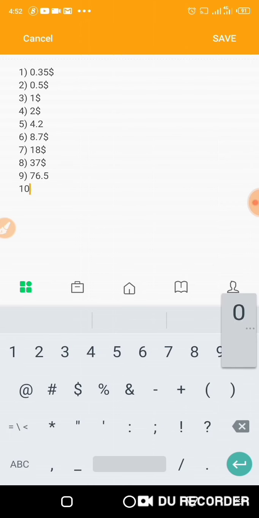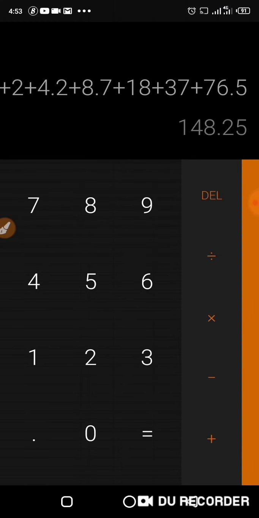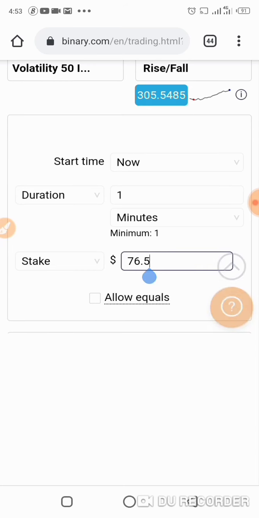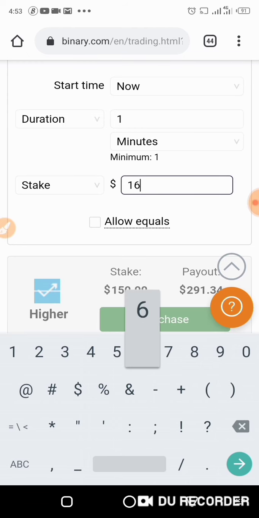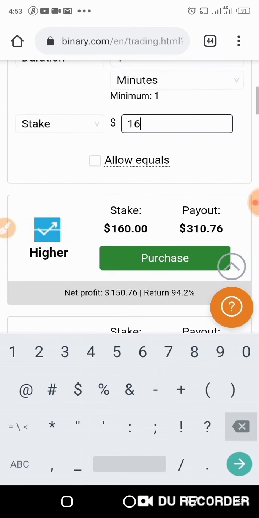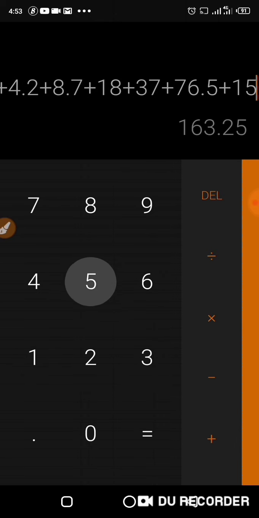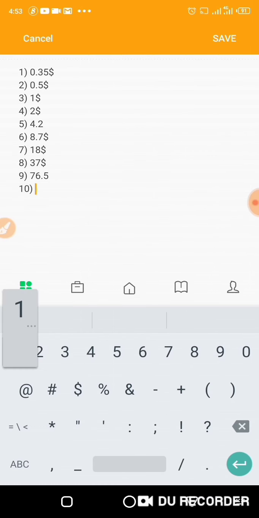So suppose that we are to make it 10 martingale. What we need to do is to try to have $188.25, and in order for us to have $148.25, we need to take it to, let me say, 150. Okay, 150 is not there. 160. Okay, 160 is giving us 150. So 158. Okay, so we'll go with 158. So plus 158, the total was $306.25. So our 10th martingale here is $158. So you can see that this is how you can achieve up to 10 martingale.